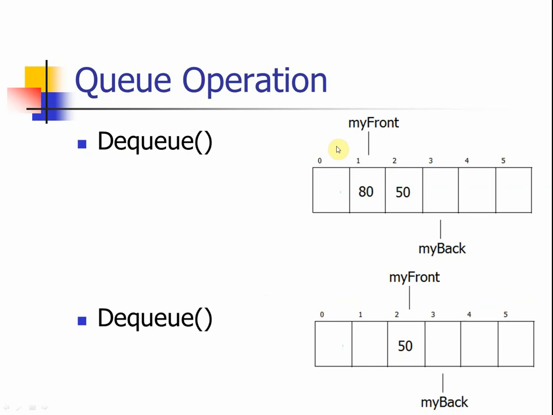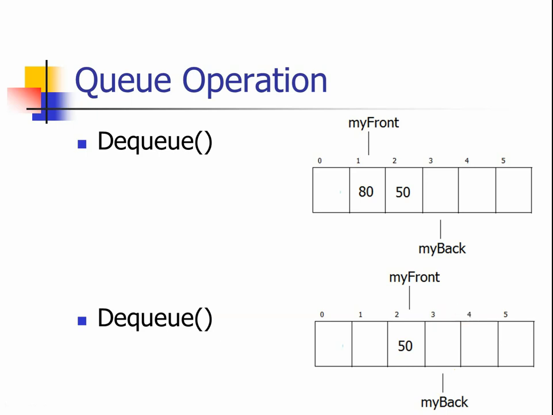Now, if we do dequeue, we simply move my front to the next location, and that indicates this is the queue that we have. We do dequeue one more time, then we move my front to the next location. If we do dequeue one more time, my front will move to the index of 3. And this time, my front equals my back, equals 3. We will know it is an empty queue. So that is the general idea.